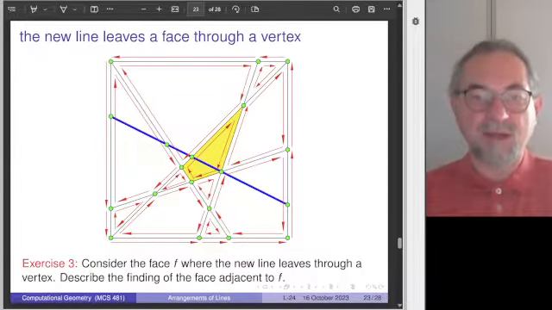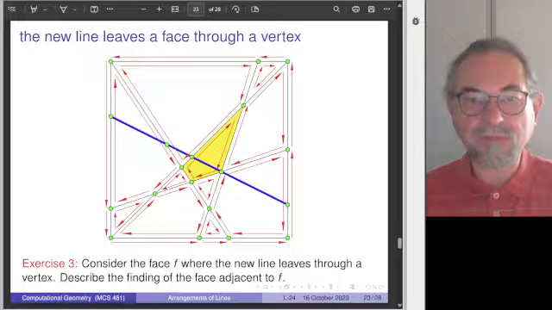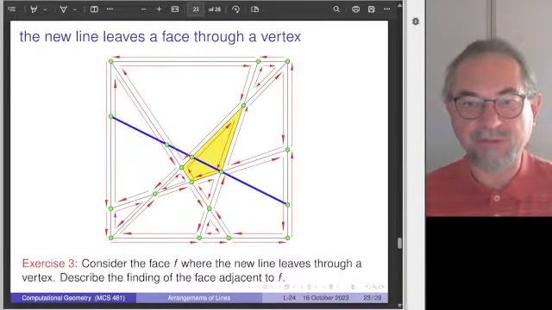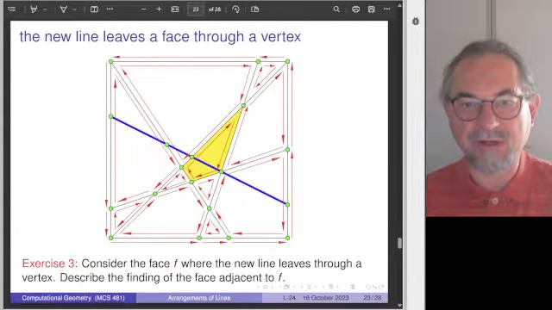Consider the face where the new line leaves through a vertex. How do we find the adjacent face? In yellow, this is the face that we are leaving.